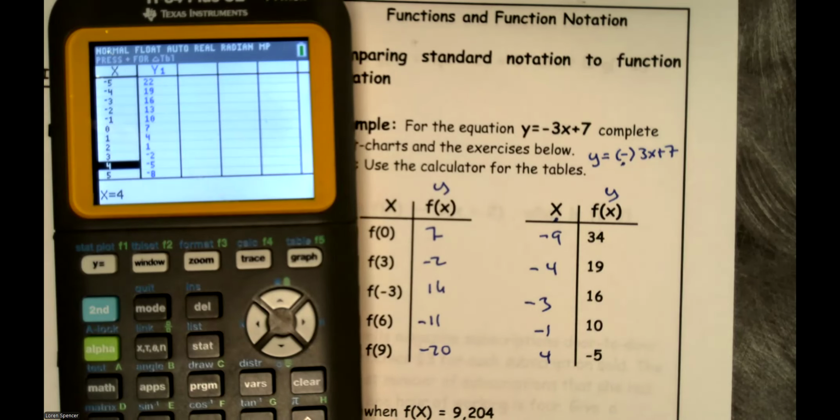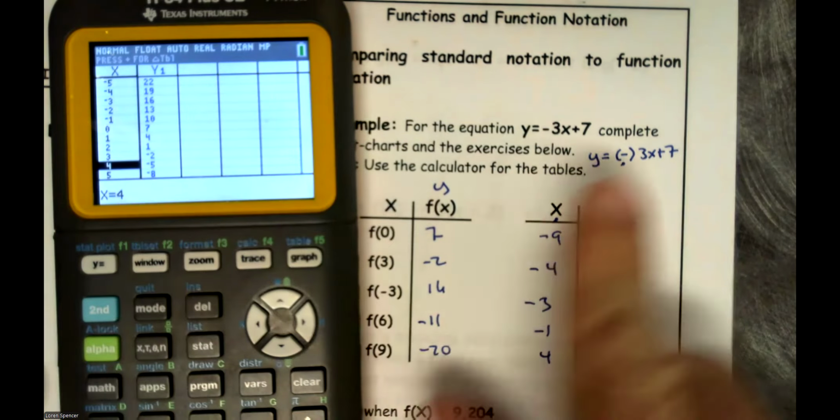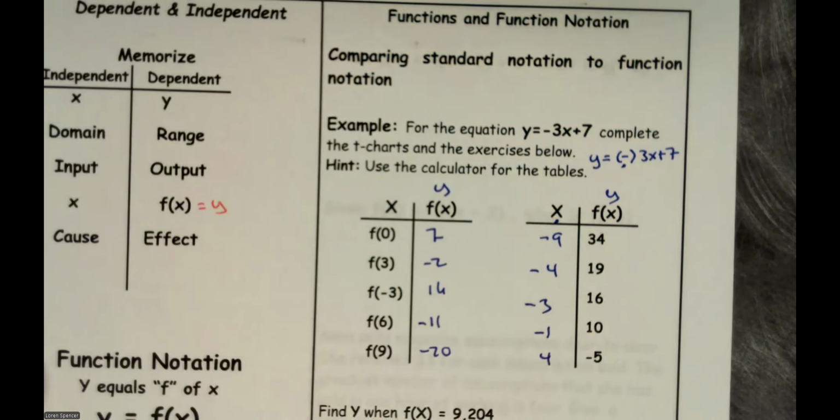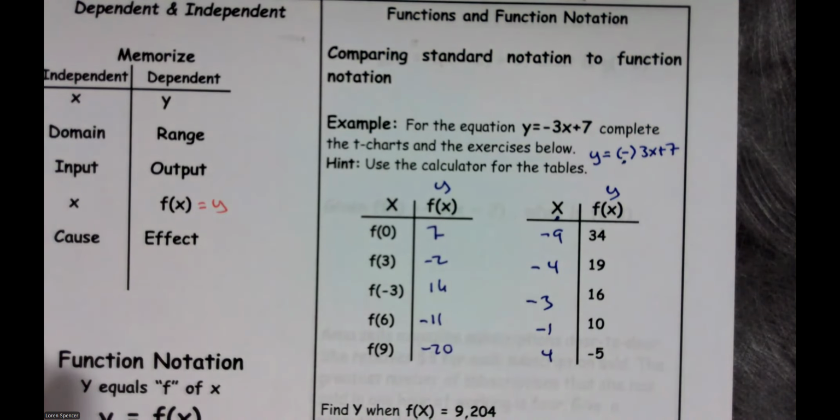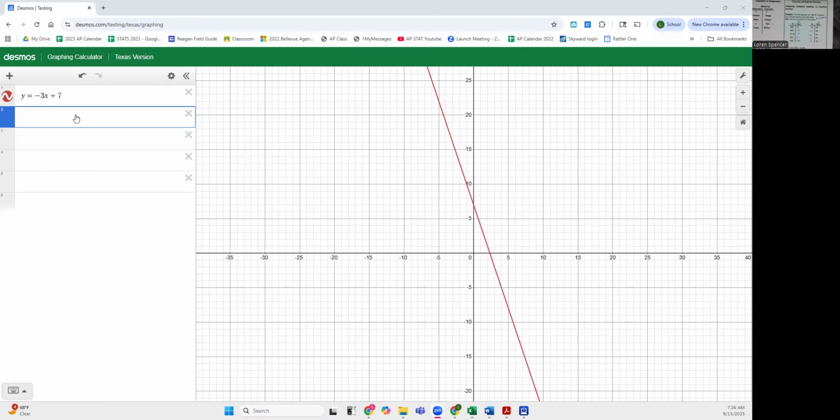Now to use Desmos, we're going to have to be trickier. All right, so I'm going to scroll over to Desmos. I've already typed in the y equals negative 3x plus 7, and we're going to flip over to that screen in just a second. All right. Hopefully you're looking at the y equals negative 3x plus 7. And the very first thing it asked for was f of 0.